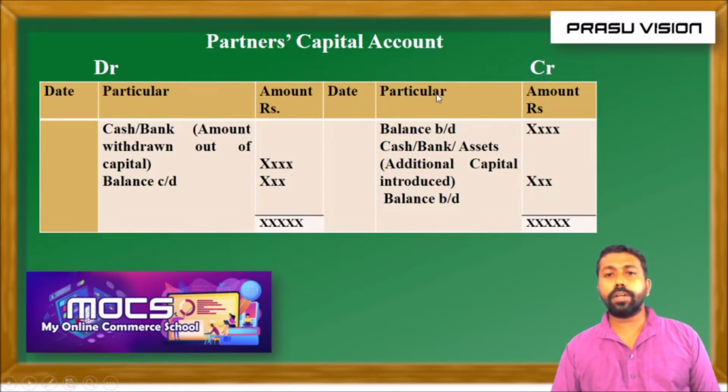Then date comes, then particulars. Here also three partners' amount columns come. So we have to add additional columns. Remember, balance brought down indicates the opening balance of the partners. Then cash or bank or asset. And it is very clearly written here, when the partner brings additional capital, it will be recorded on the partner's capital account, credit side, because his investment is increasing in the firm.